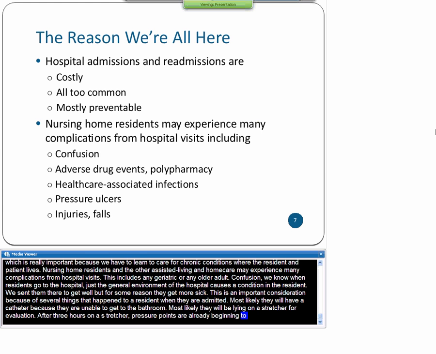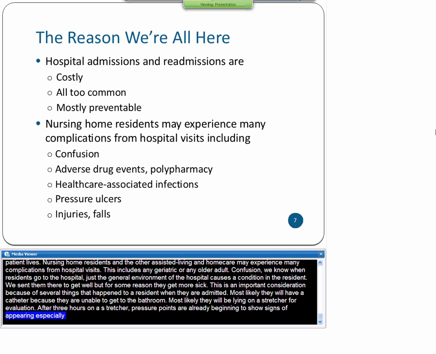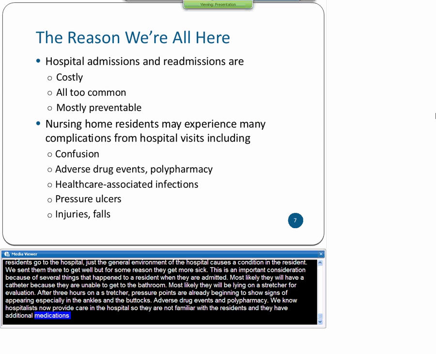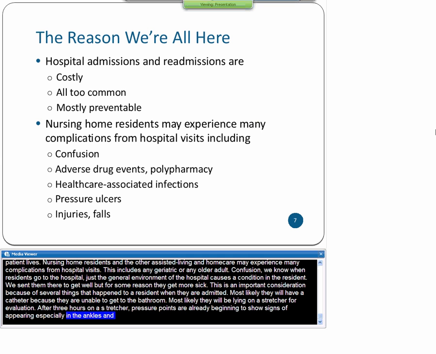Adverse drug events and polypharmacy. We know hospitalists now deliver care in the hospital, so they're doctors that are not familiar with the residents, and they have many additional types of medications ordered. Sometimes the medications that they're taking for their chronic conditions are not picked up and are not given. So many, I would say, adverse drug events probably are the number one reason why residents have to go back to the hospital.